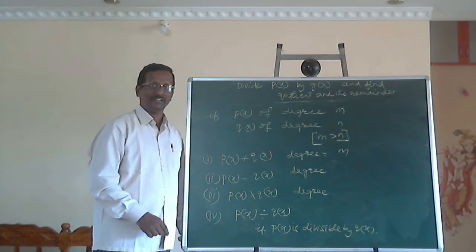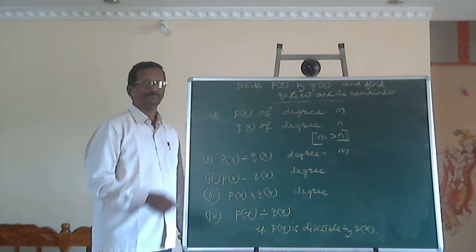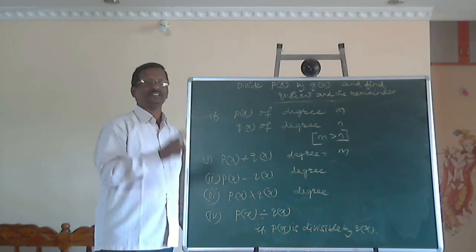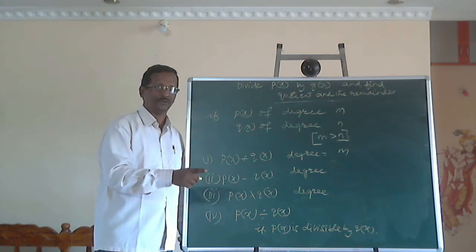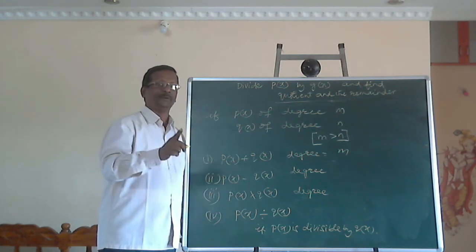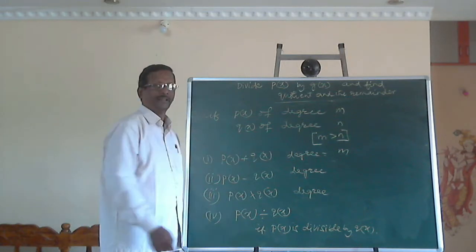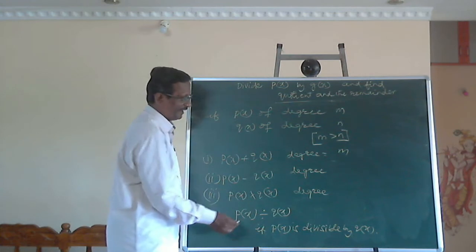Therefore, degree is defined. P(x) into Q(x) is a polynomial. But when P(x) is divided by Q(x), it is not necessary that every time it is a polynomial. In case P(x) by Q(x) is a polynomial, then its degree is defined. If P(x) is not divisible by Q(x), then degree is not defined. Here we have taken P(x) divisible by Q(x). Therefore, here it is defined.